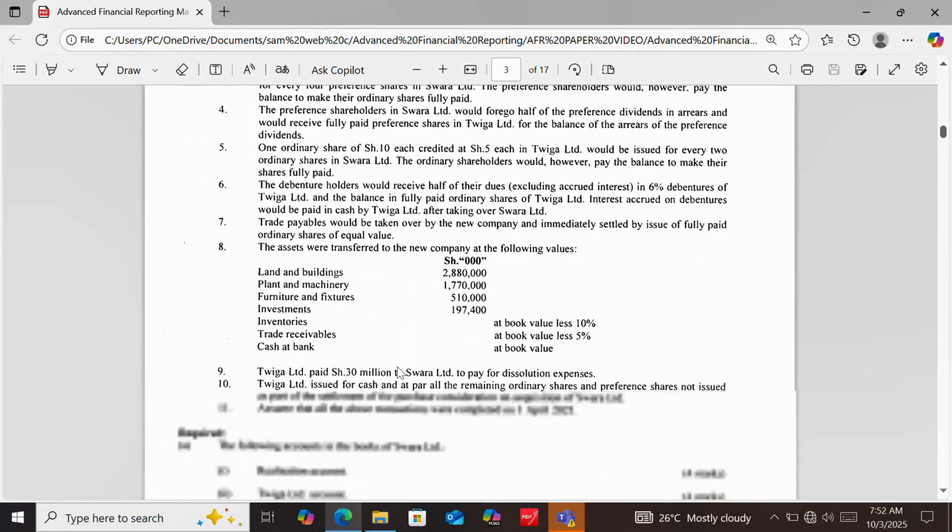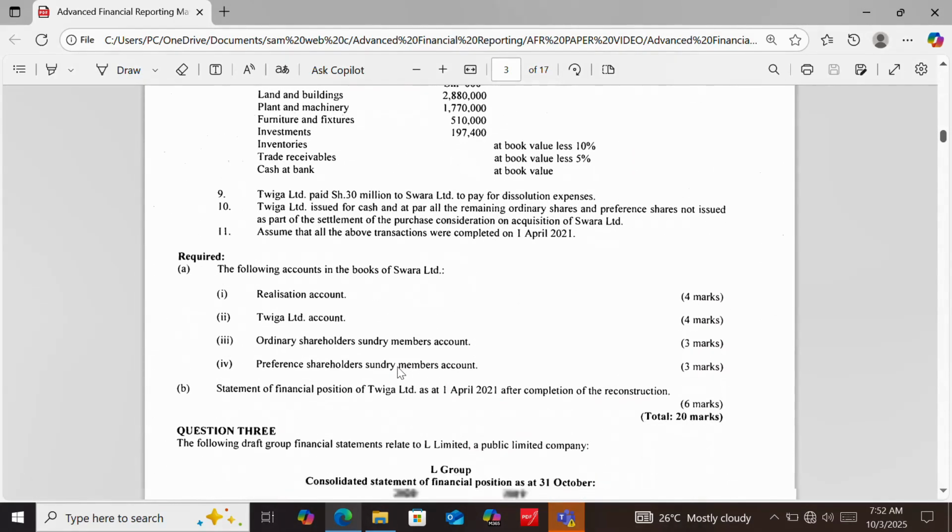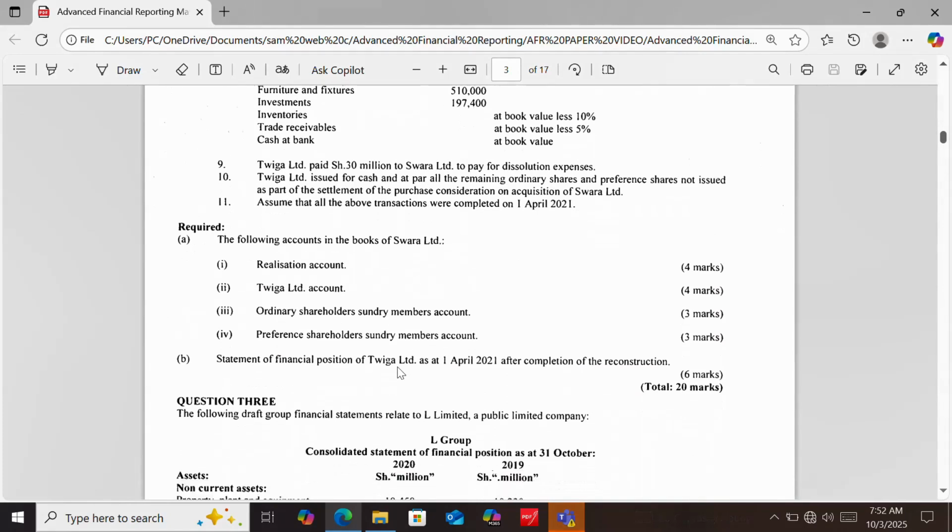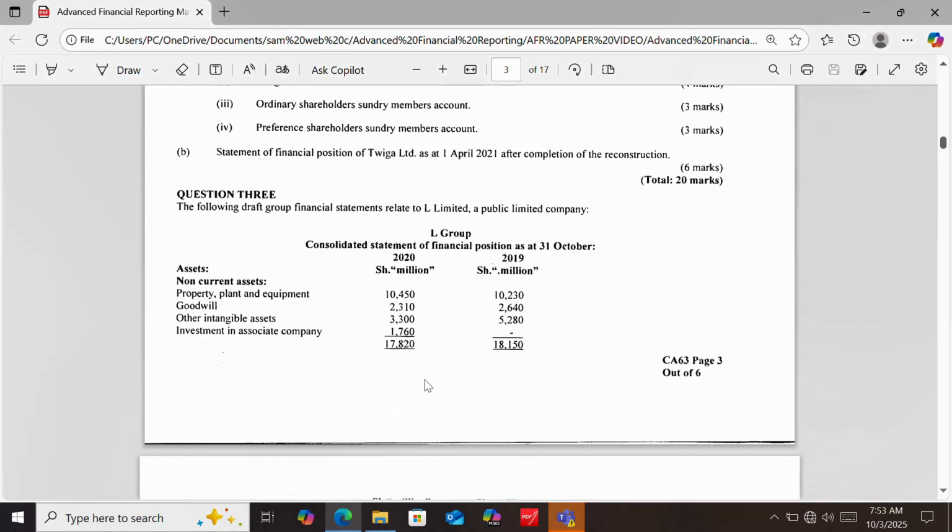Question 2 was a question on company reconstruction, and the first part, that is Part A, required the following accounts in the books of Swara Limited: realization account, Twiga Limited account, ordinary shareholders sundry members account, preference shareholders sundry members account. And then Part B, statement of financial position of Twiga Limited as at 1st April 2021 after completion of the reconstruction.